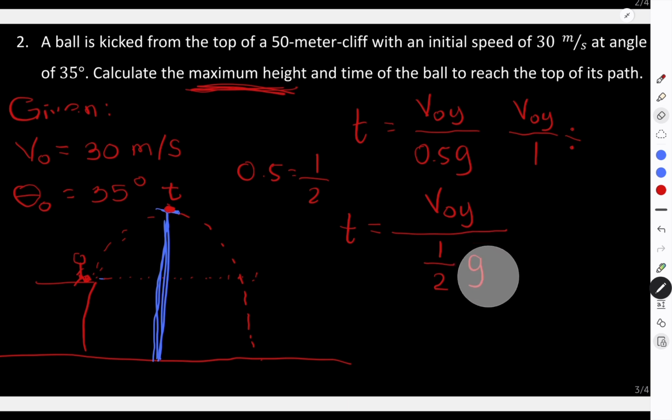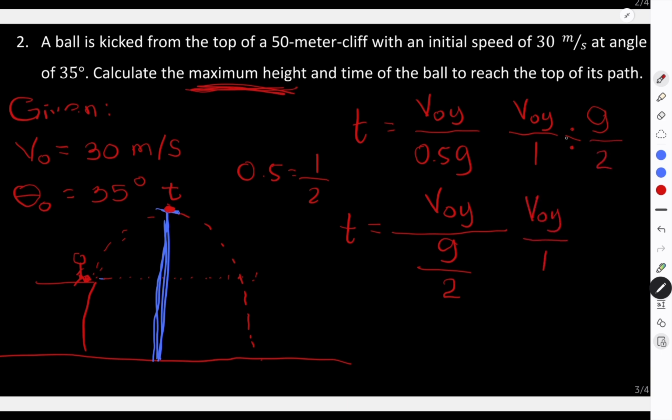So we just simply change that into gravity over 2, because there is 1 here for the 1/2. Which means that is gravity over the 2. We just have our initial velocity in y over 1. Then change your division into multiplication. Since you change that, we have the reciprocal. Okay? So we got here 2 over the gravity.